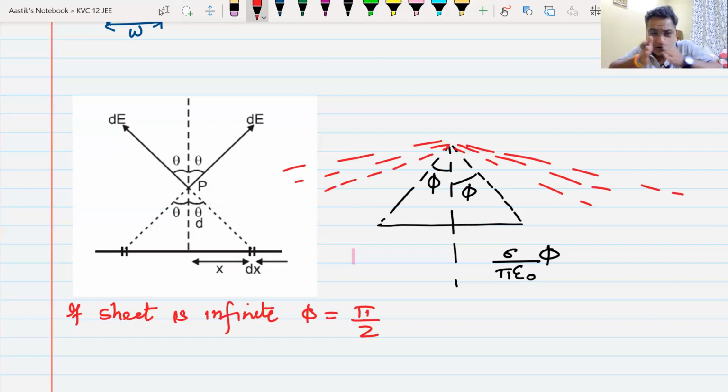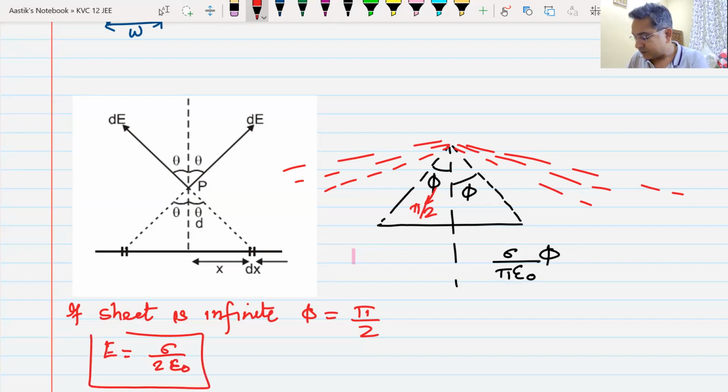So when this sheet becomes infinite, it's like an infinite wire now. It is extending to infinity in this dimension. This value of phi will tend towards pi by 2. Do we understand this? Yes, sir. As soon as you put pi by 2 in that formula, you will get the electric field as sigma by 2 epsilon naught. So that is how you can check this formula.